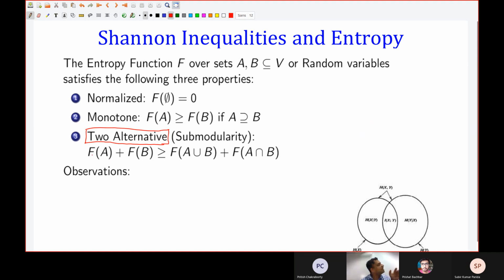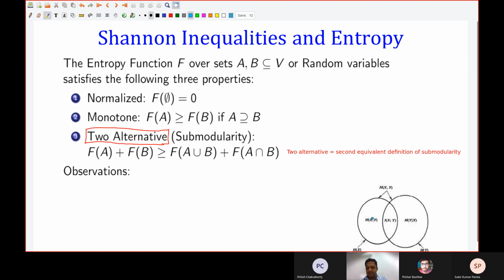And now you can see, well, this is related to the second definition of submodularity, or second equivalent property of submodularity. The second equivalent definition of submodularity, right? Which is f of A plus f of B, that alternative is greater than or equal to f of the union plus f of intersection.